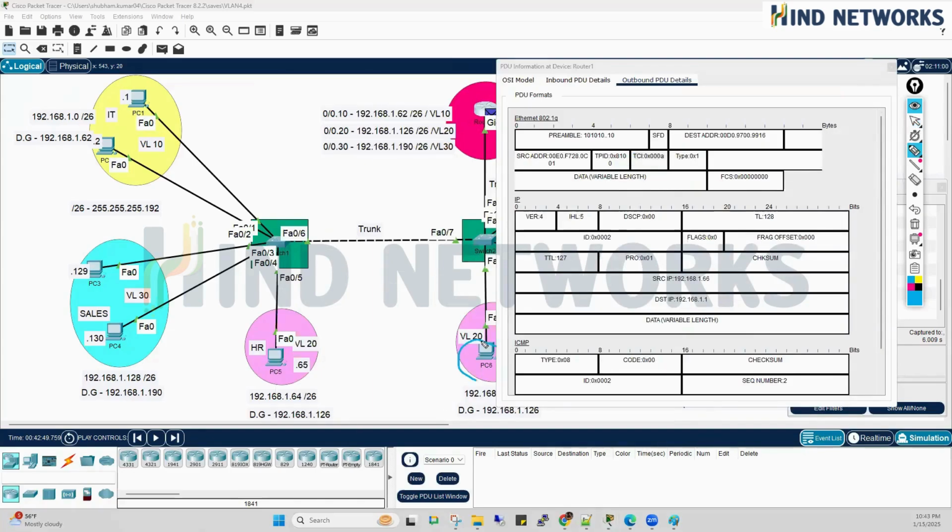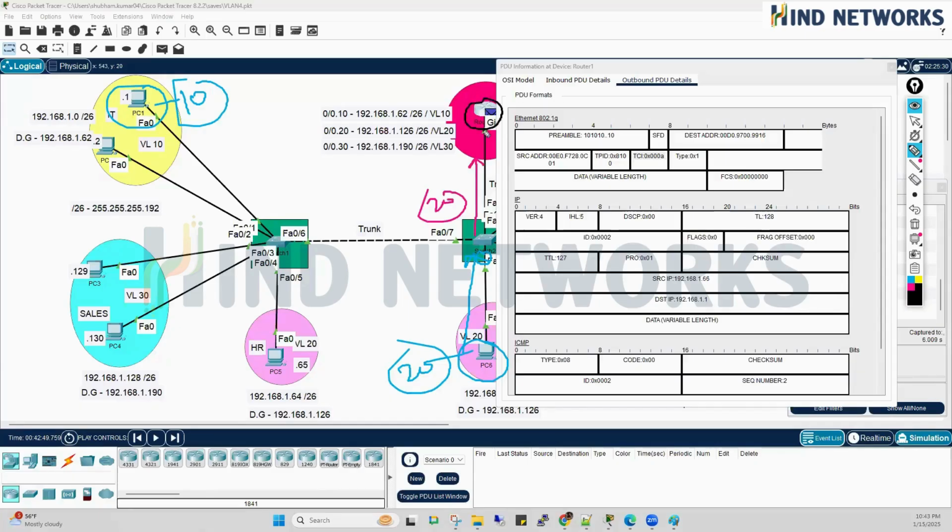You are pinging from here to here. Which VLAN does this belong to? VLAN number 20. And which VLAN does this belong to? VLAN number 10. It means you are pinging from one VLAN to a different VLAN. Right? The packet reaches the switch. The switch receives this packet on this interface, adds the VLAN number 20 tag here and forwards this packet towards the router.